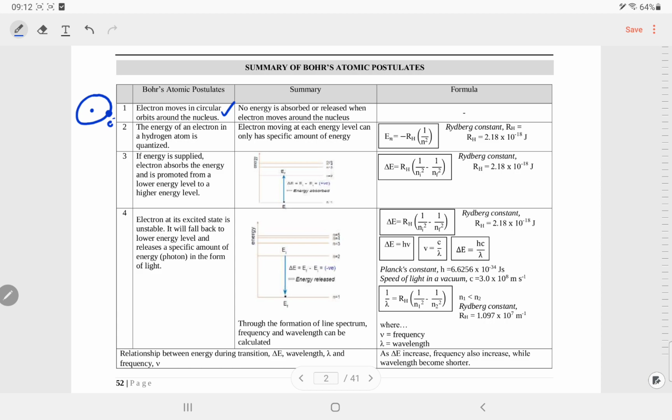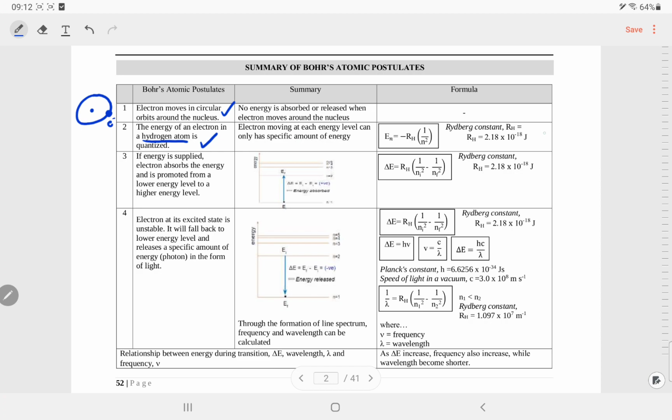Okay, so postulate yang kedua adalah the energy of an electron in a hydrogen atom. So kita fokus kepada hydrogen atom is quantized. So hafal yang ini. Okay, apa maksud quantized? Quantized means that electron moving at each energy level can only has specific amount of energy.